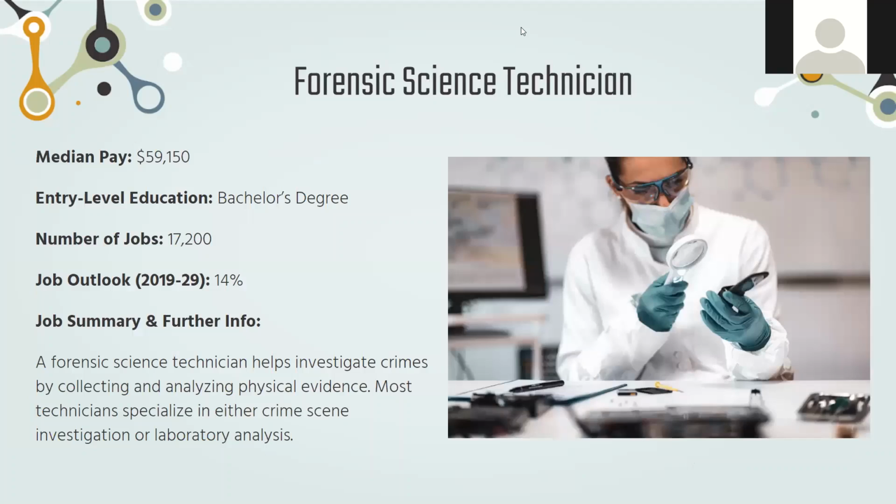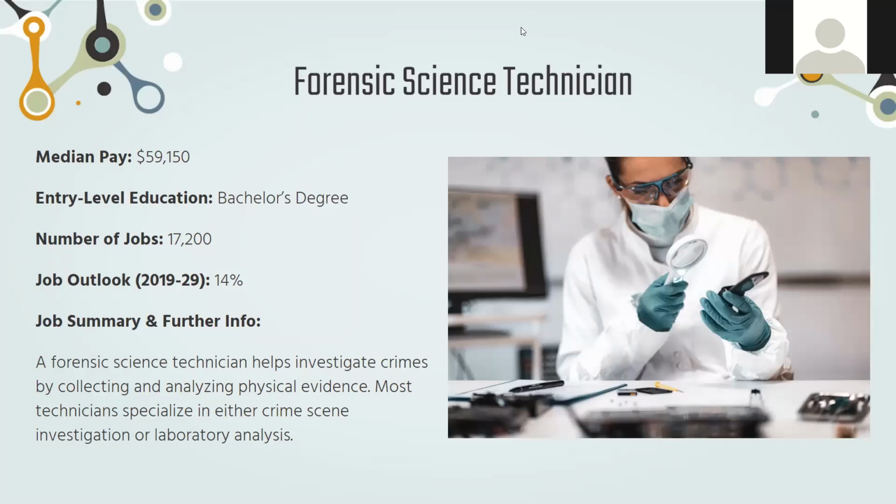Okay, so forensic science technician. If you enjoy solving crimes, this might be the job for you. A forensic science technician helps investigate crimes by collecting and analyzing physical evidence. Most technicians specialize in either crime scene investigation or laboratory analysis. In addition, they often testify in court, particularly if they have specialized areas of expertise such as fingerprinting, biochemistry, DNA analysis, blood spatter patterns, or handwriting analysis.